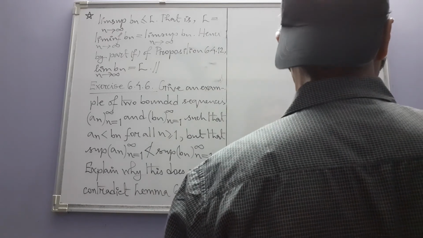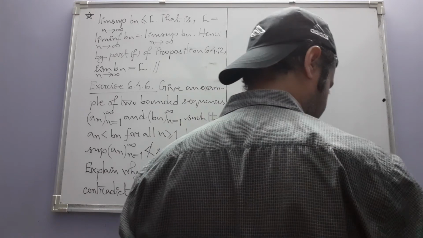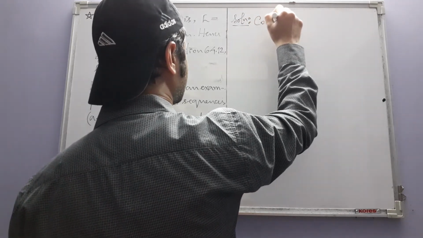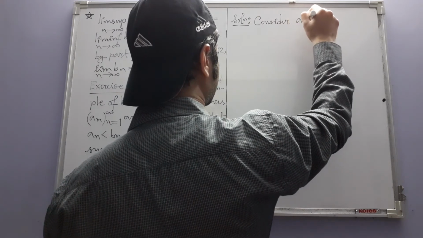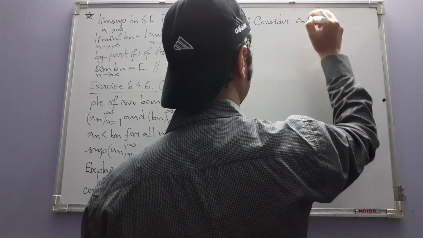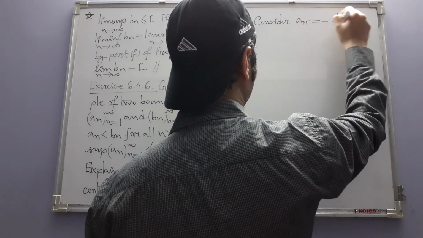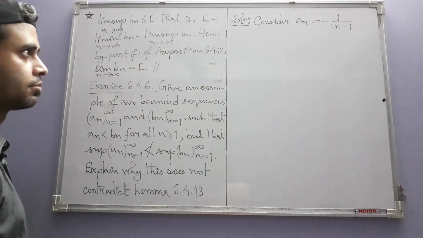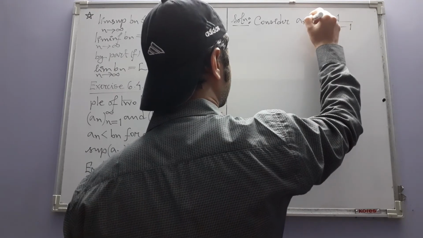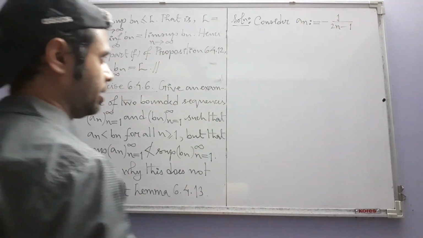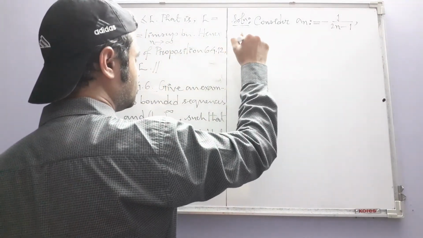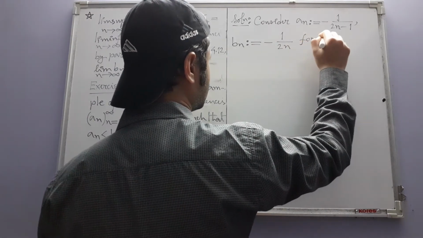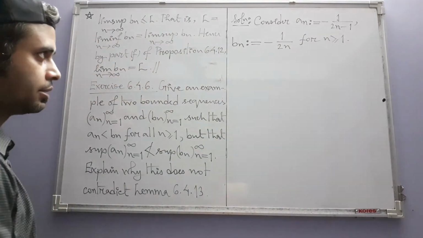The example is rather easy. Consider An, as we are defining An to be minus of 1 over 2n minus 1, and Bn is defined to be minus of 1 over 2n for all positive integers n. So let these be the sequences.